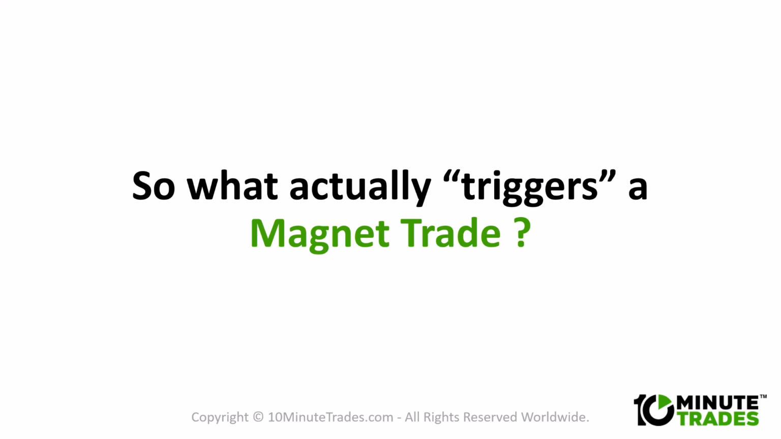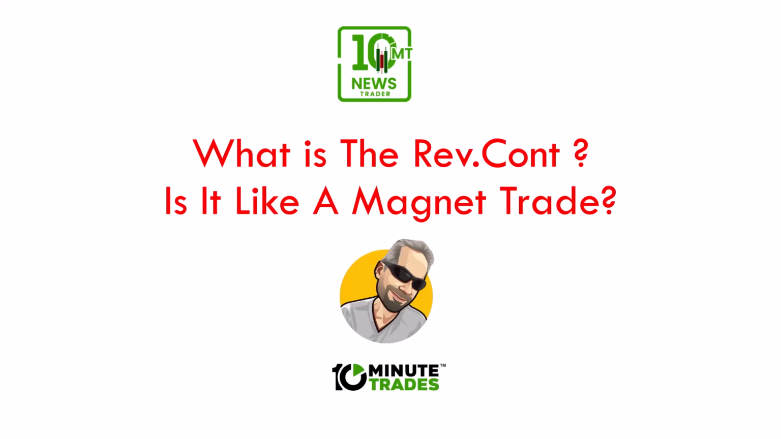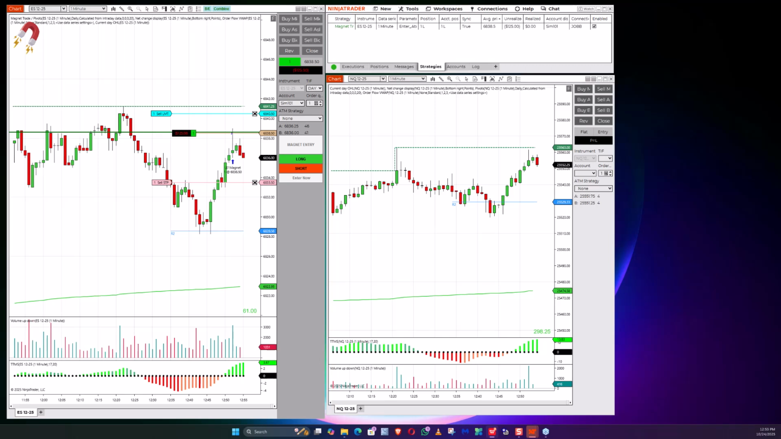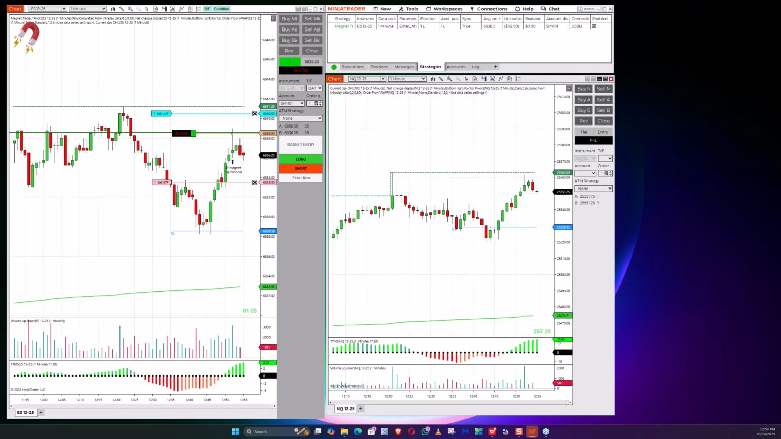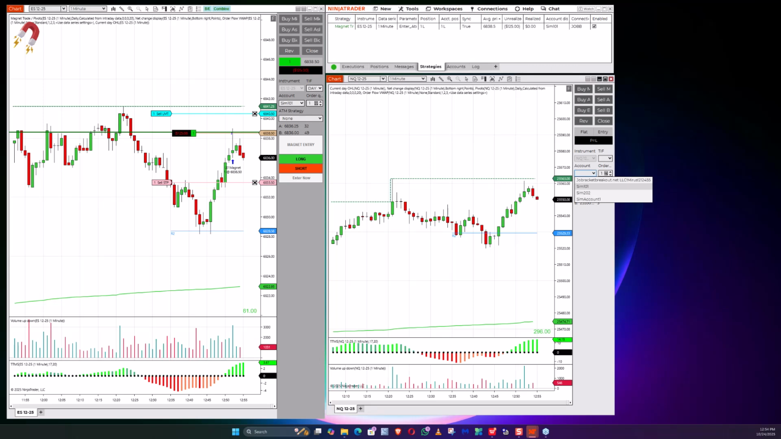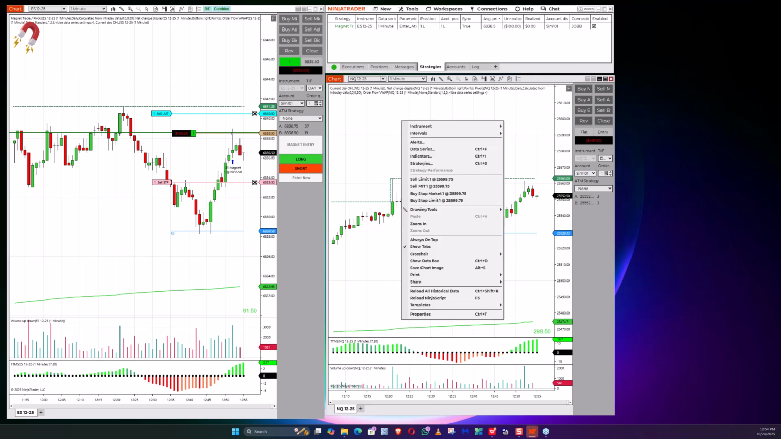So I've shown you what triggers a magnet. High of day, low of day, VWAP, pivots, all right? What's a reversal continuation? Is it like a magnet trade? We have a setup in our software that in 1 minute lets you put on the chart a reverse continuation. So let's say on a different instrument, I think there's going to be a different trade. Maybe I think the NQ, which just tested the high, is going to reverse.